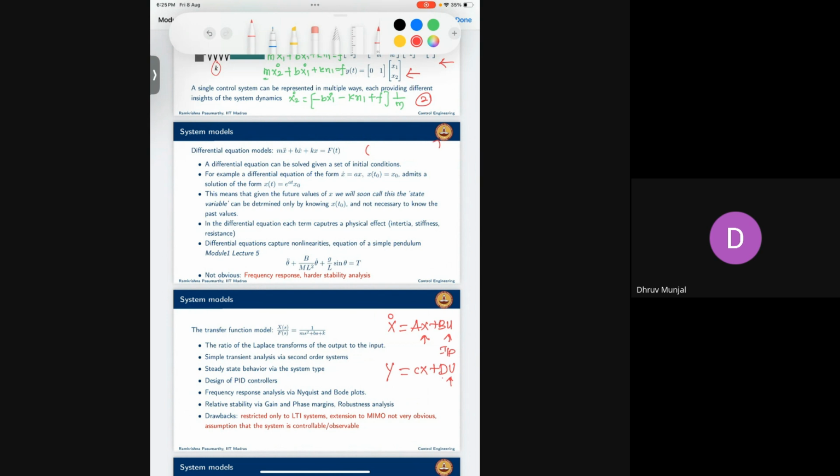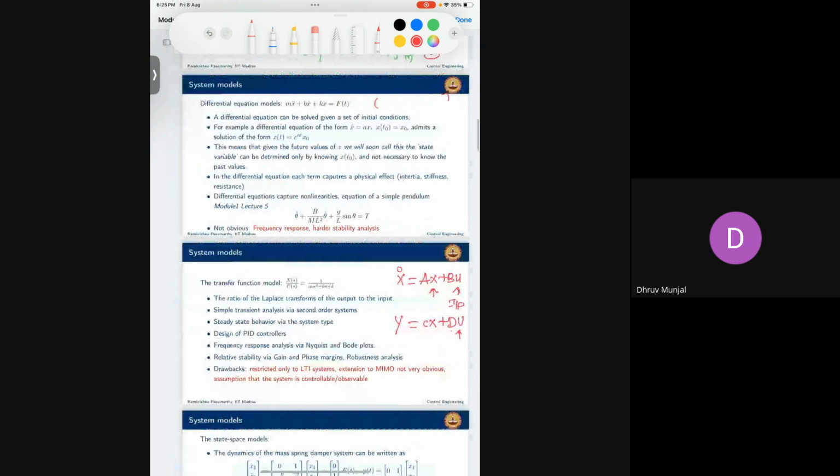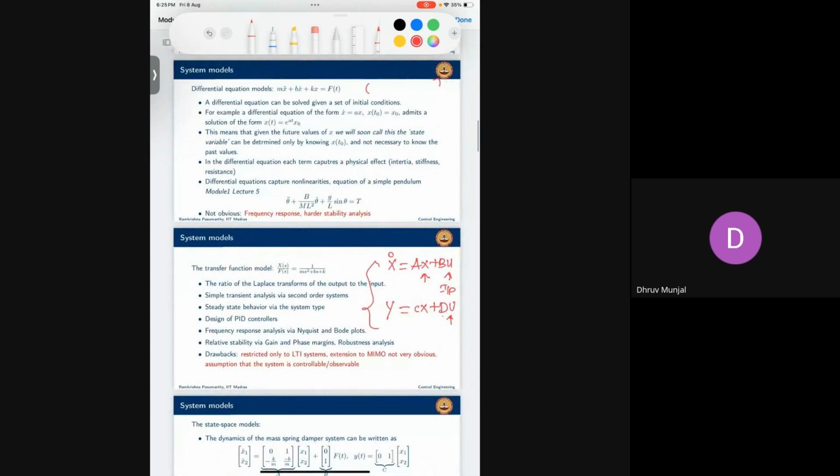Unless you mention it explicitly, this D would be 0, because this whole state representation explains your state, your input behavior and output behavior. From input to state, how the system would be, that you can learn. From state to output, how the system would be, that you can learn. From input to output, how the system would be. That kind of study can be done using this state space representation. So state space representation always comes in a pair, that is x dot is equal to Ax plus Bu, y equal to Cx plus Du, these two, right?